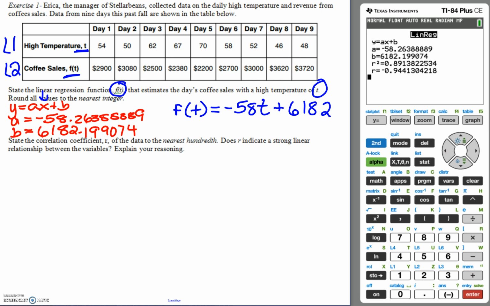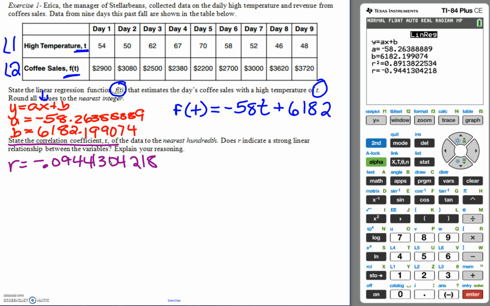And then part B says, state the correlation coefficient R to the nearest hundredth. So our work is just writing down what we see. And again, our correlation coefficient is just the singular R, not R squared. And then the second part of this question says, does R indicate a strong linear relationship between the 2 variables, and to explain? So in the other video, we did discuss that the closer you are to a positive one or a negative one, the stronger the relationship.